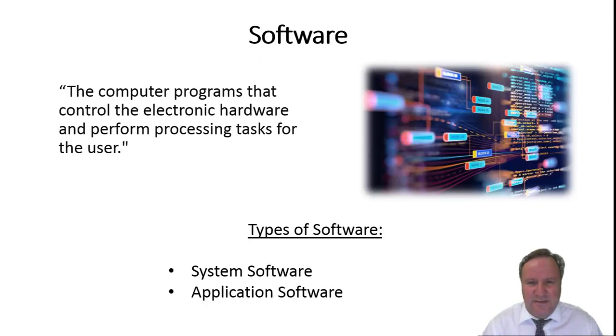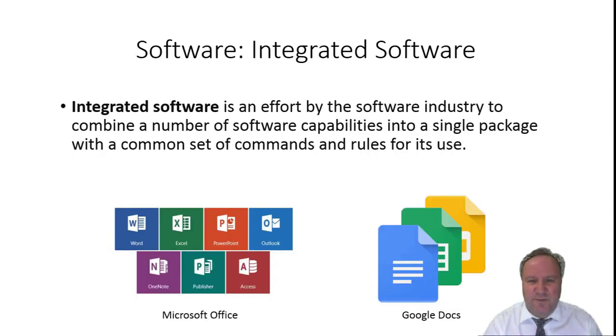And software is also an integral part of a computer system. It's the computer programs that control the electronic hardware and perform processing tasks for the user. There are two types of software: system software, like the operating system, let's say Windows-based operating system, Linux, or Macintosh, iOS. Or there's also application software such as Fidelio, for example, or any other software, Microsoft Word, etc. And integrated software is an effort by the software industry to combine a variety of different software into one, so there's seamless integration, such as Microsoft Office.